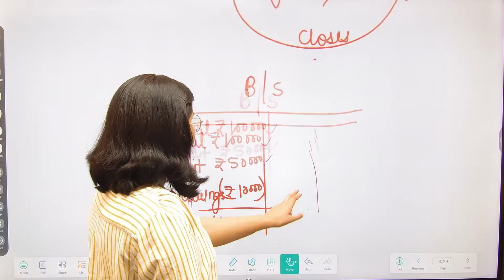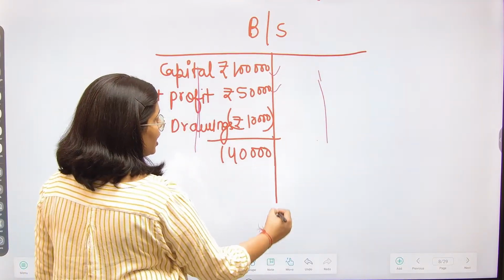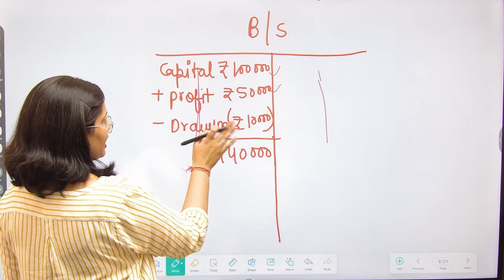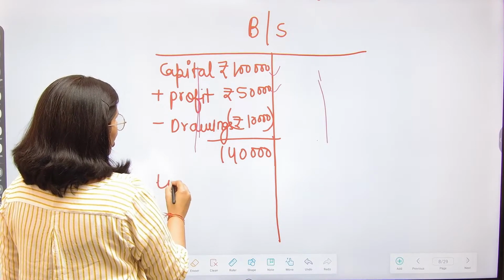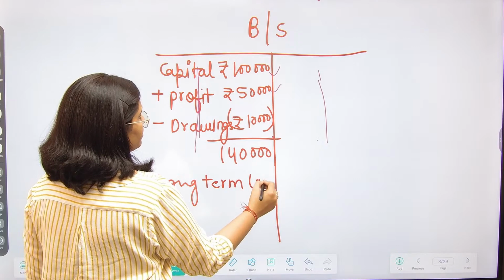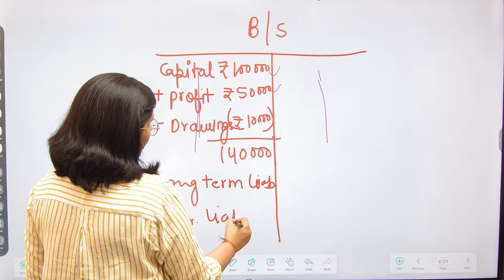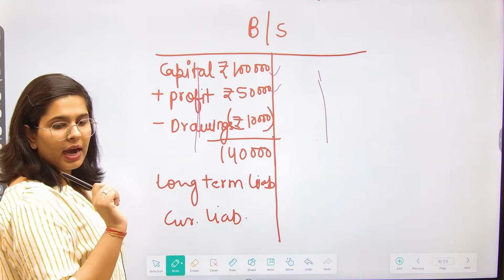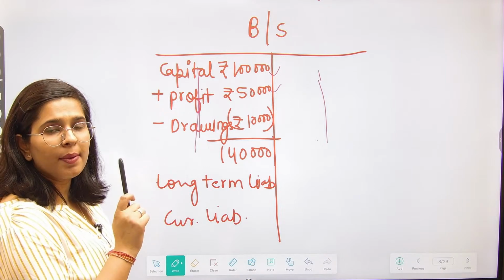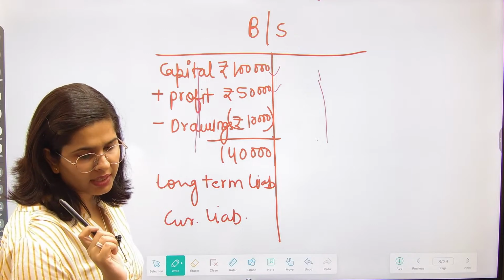So this is how profit is represented. If anything you were confused about it, this is how your balance sheet is represented: capital plus profit less drawings, and then your long-term liabilities will come over here, and your current liabilities will also come over here. And please do not argue with me. This kind of format is applicable to sole proprietorship and partnership. In the company, we will see a new kind of format, right?